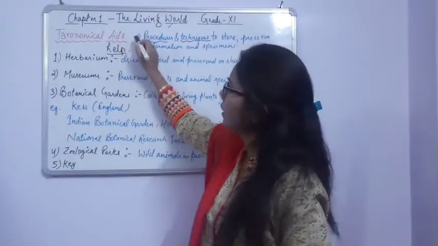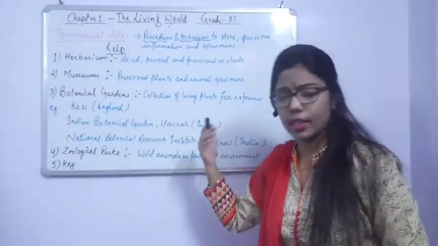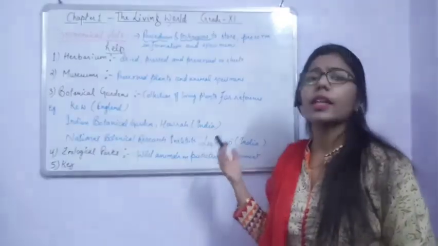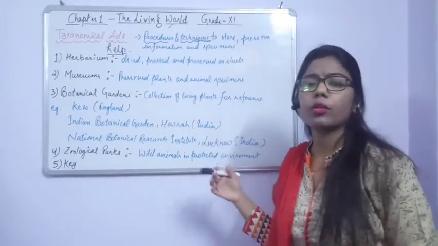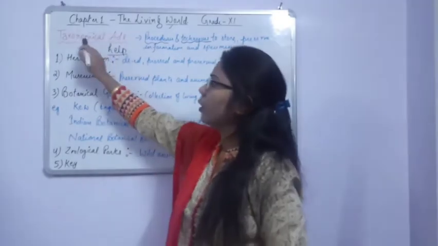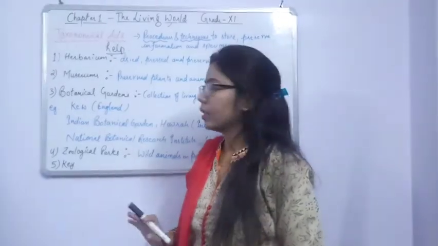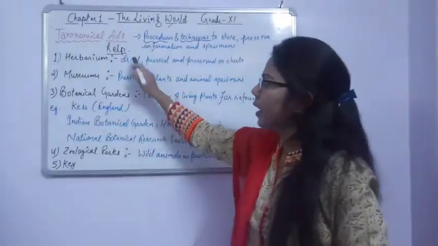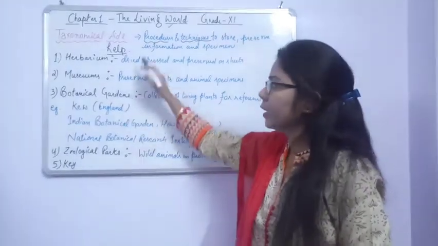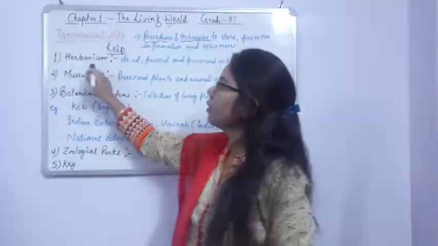So taxonomical aids are the help which we are using for the taxonomic categories or for doing the taxonomical work. And what is taxonomy? Categorization. Clear? So here we now have different aids, different devices we can say. The first one is herbarium.